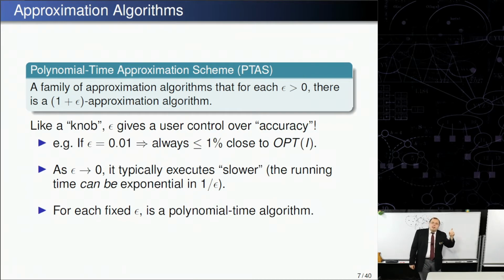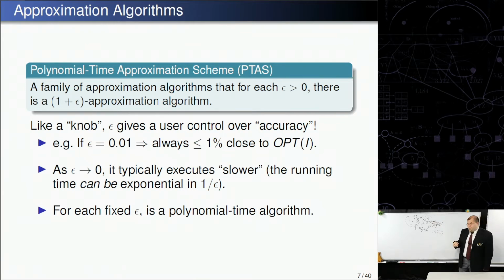So the closer I can turn epsilon to 0, the better and better my answers are going to get. For example, if epsilon is assigned to be 0.01, I can get within 1% of the optimal solution. And keep in mind, when we're talking about hard optimization problems, such as the ones we're going to be talking about, within 1% is pretty darn close to optimal.